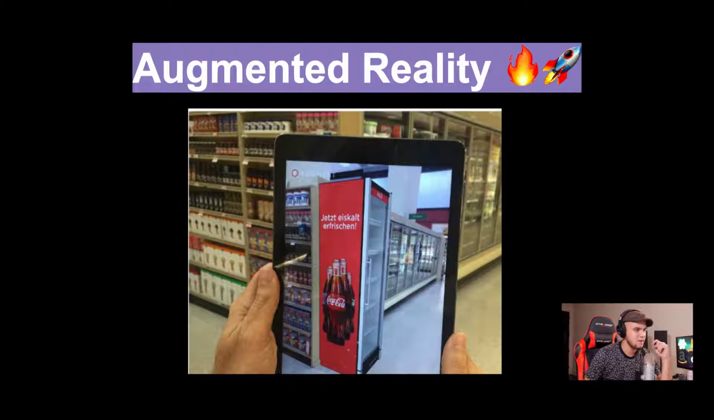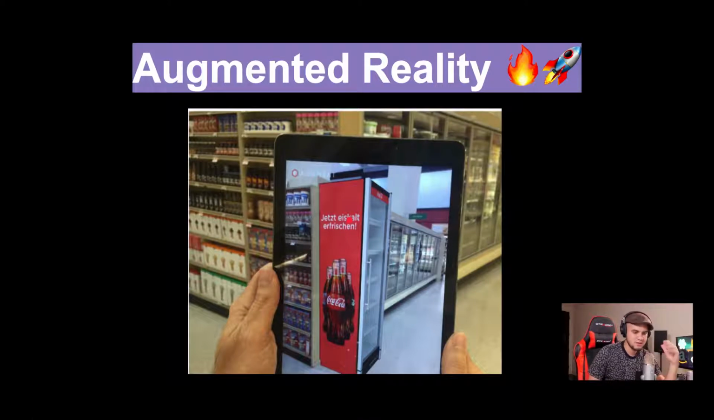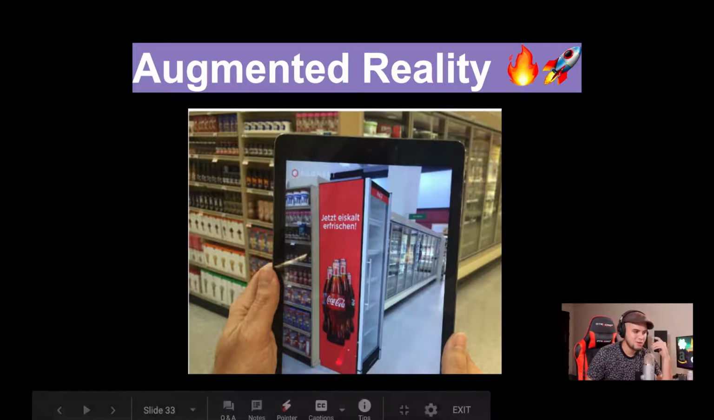But these guys, Coca-Cola, are using B2B type of technology. So they're selling business to business. They're selling to other businesses and actually showing them how a specific Coca-Cola machine would look in their business.